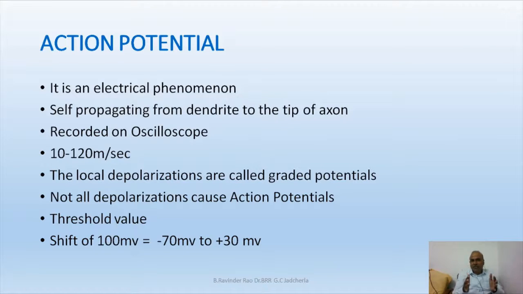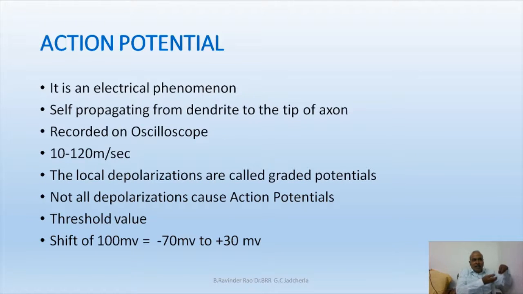The action potentials or resting potentials are always recorded by using a cathode ray oscilloscope. The speed of the action potential varies from 10 meters per second to 100, or 120, or 125 meters per second.